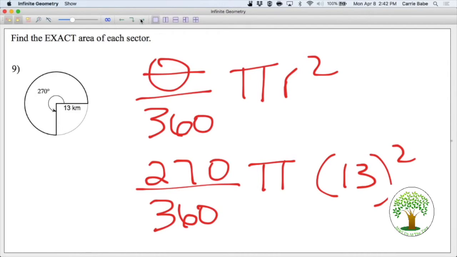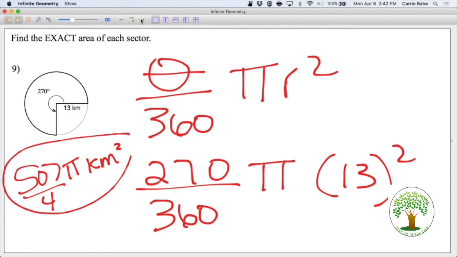You have a neat little fraction button on your calculator, and you can just turn it right into a fraction. 507 over 4. 507 over 4 pi kilometers squared. Math helps teach you to pay attention to details. Don't forget, little pieces are important.